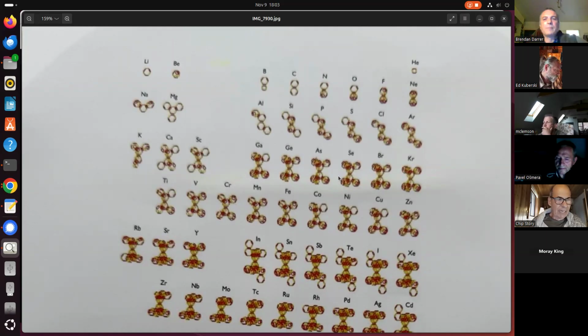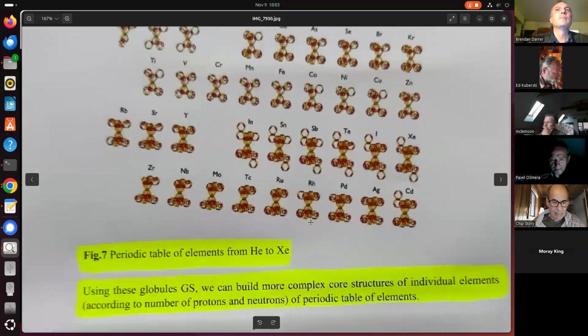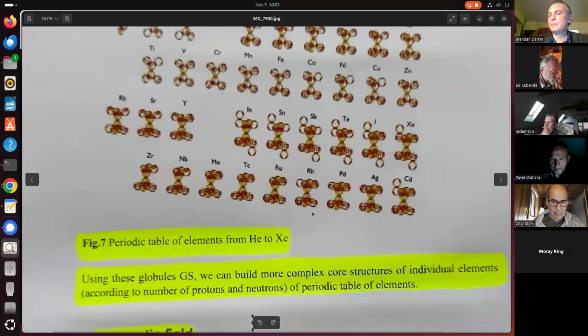I think the only thing I would add to that, Ed, is that each one of these elemental structures has a unique resonant frequency. And that is a combination of the toroidal substructures that are built into the thing. Right, frequency is everything. Yeah, I totally agree with that. Using these globules, we can build more complex core structures of individual elements according to the number of protons and neutrons of the periodic table of elements.